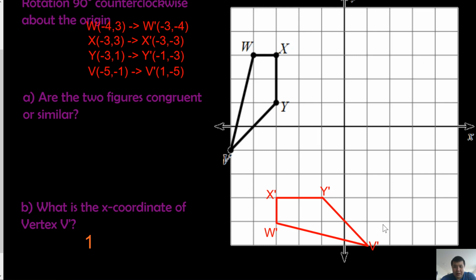Okay, rotating at 90 degrees. Are the two figures similar or congruent? They are congruent because, again, same side lengths and same angles. And what is the x-coordinate of the image of V? That is going to be 1 over here. Okay.